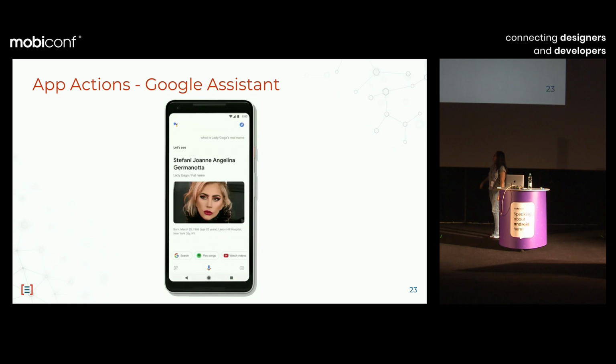And it works also very well on the Google Assistant. You can see right here as someone at the top has asked, what is the real name of Lady Gaga? He got a basic card with the information. And then at the bottom there, you can see there are some apps that are suggested based on that content.